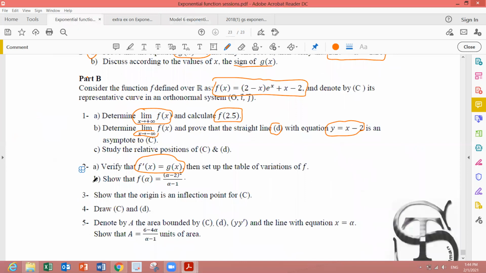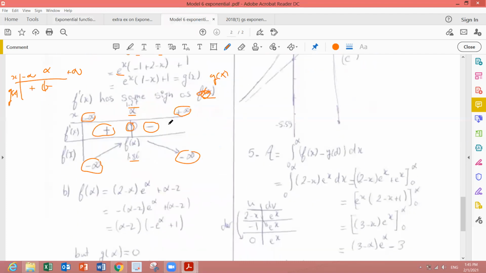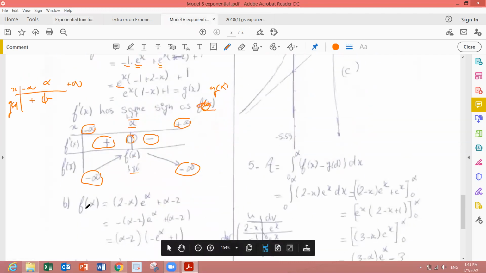Part B. Show that f of alpha equals alpha minus 2 squared over alpha minus 1. We found the above in parts 1A and 1B. So we have to calculate f of alpha. So f of alpha, this is f of alpha.